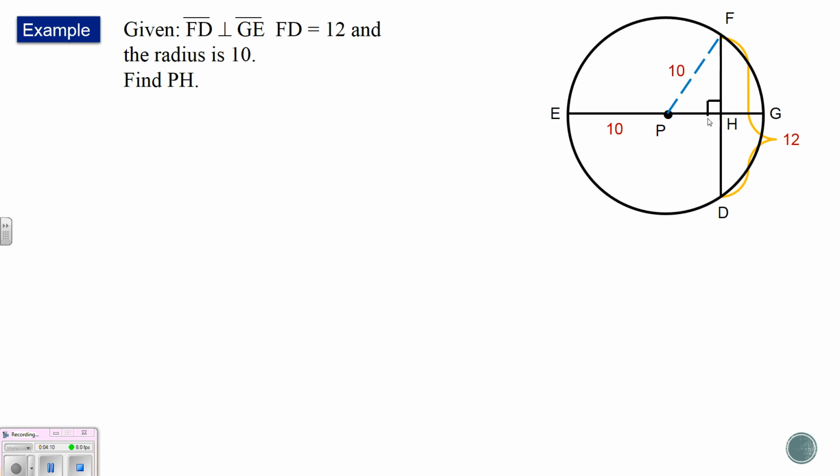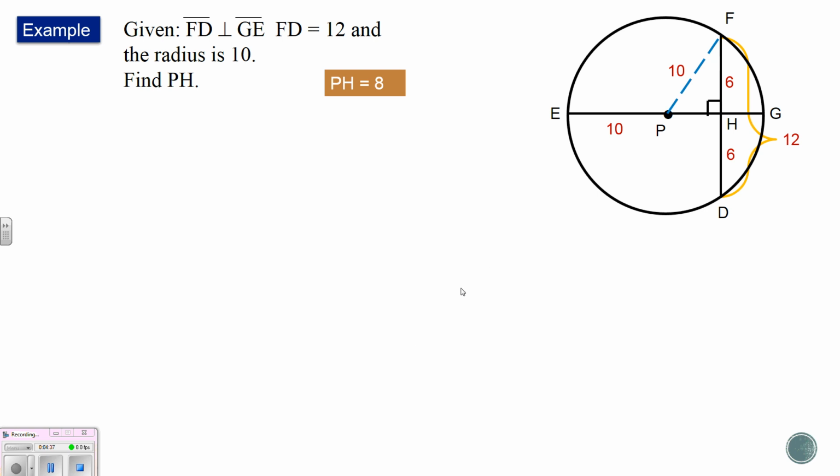And this is where the theorem that we just talked about on the previous slide helps us out. Because this is perpendicular to the chord, I know that this chord has been bisected. So if I take 12 and divide it by 2, I get 6. And now if you know your triples, this is a 6, 8, 10 triangle, and then PH is 8. If you don't remember your triples, you can just plug it into the Pythagorean theorem and solve it.